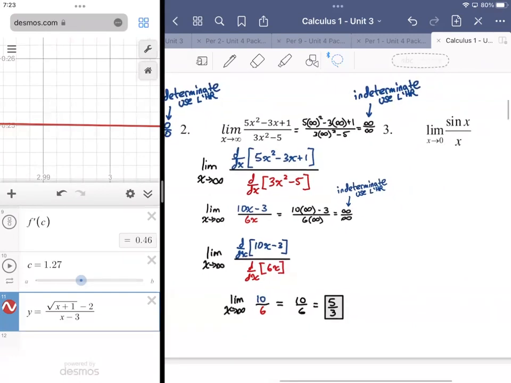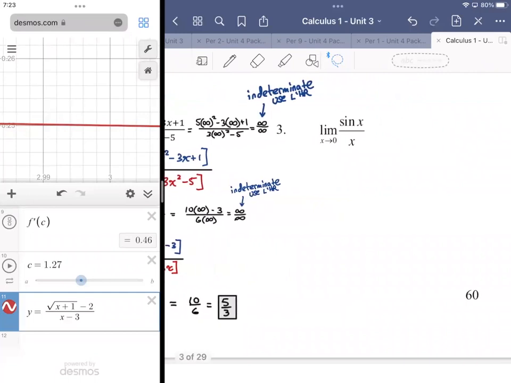Now, we will get to some cases where it'll feel like we're in limbo. That's on the next page. But this one, I think, is kind of the moment we've all been waiting for, maybe.